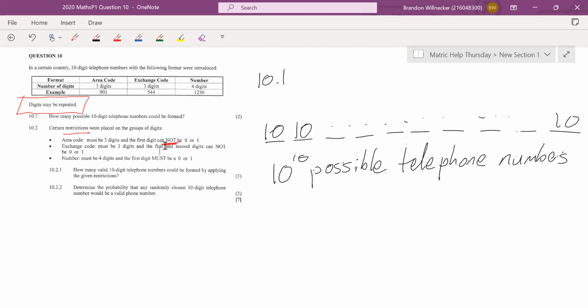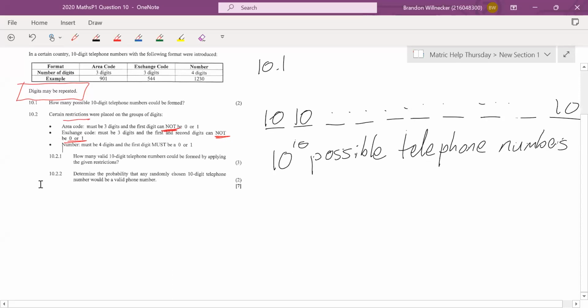Next, the exchange code must be 3 digits, and the first and second digits cannot be 0 or 1. Again, it cannot be 0 or 1, so these are restrictions for us. And the last 4 digits, the number, must be 4 digits, and the first digit must be 0 or 1. So we underline that as well. We only have 2 possibilities for the first digit of the number, because it must be 0 or 1. Okay, 10.2.1.